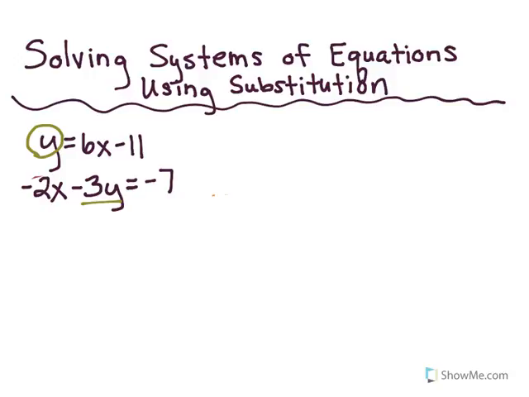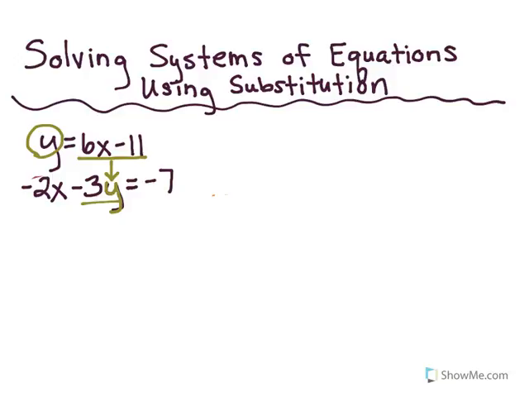The y here with the negative 3, I'm going to outline in green, just like that, so that it matches the colors. Everything that the y value on the top represents, which is the 6x minus 11, I get to plug in right here for y, because that is what y is equal to. They are the same exact thing.